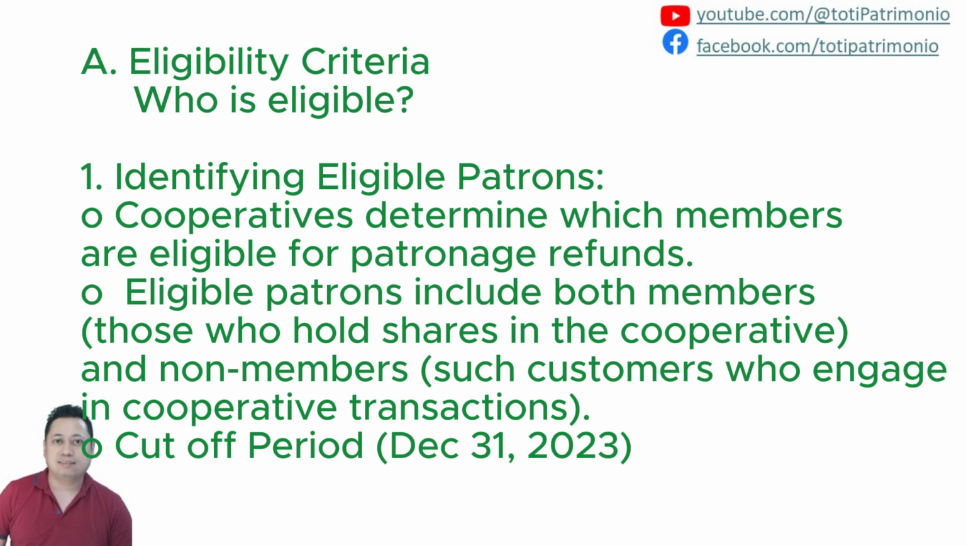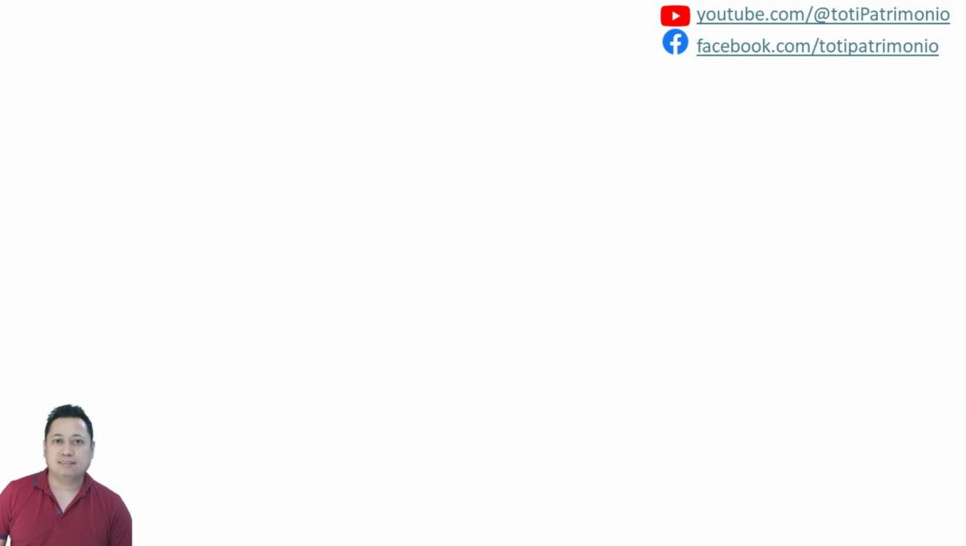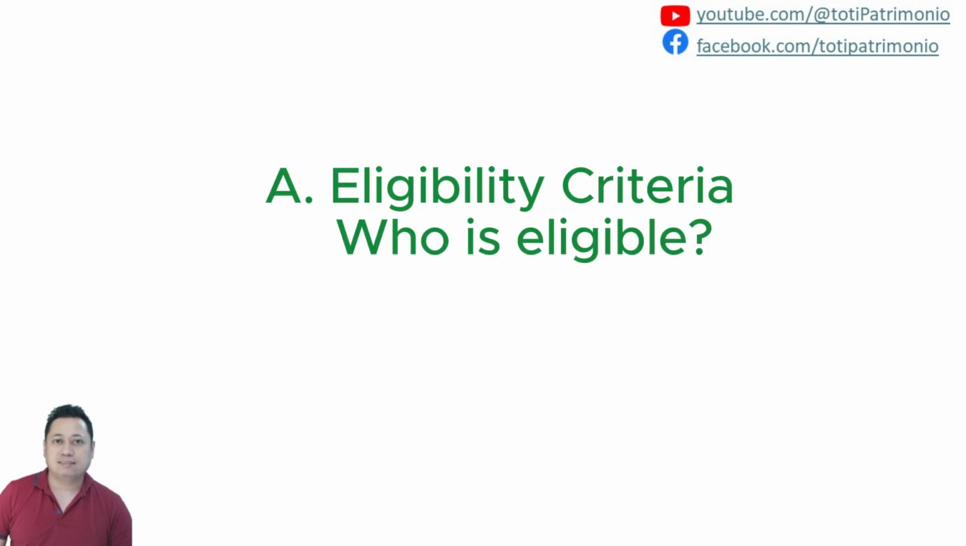In identifying the eligible patrons, cooperative members who hold shares in the cooperative and transact business with the cooperative are automatically eligible for patronage refund. Non-members who engage in the business of the cooperative might also be eligible based on the policies of the cooperative. So in summary, identifying eligible patrons involves recognizing both members and non-members who actively engage in the cooperative. That's it for the eligibility criteria, and then we will proceed to the records and documentation.